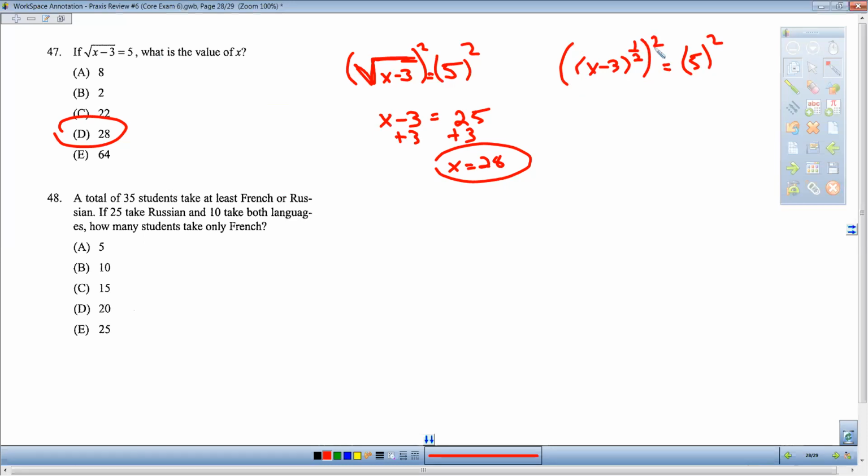When you take half of 2, you get x minus 3 to the first equals 25, and I don't have to write the parentheses to the first. It's just considered x minus 3, and that's what we found here. There's just a couple of different ways to look at it. One's with the radical and one's with rational exponents.